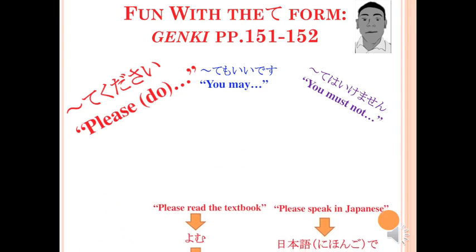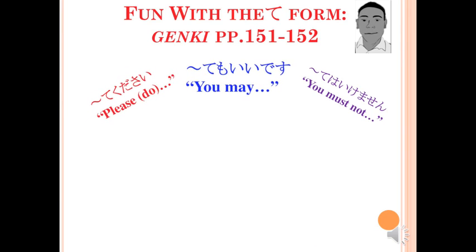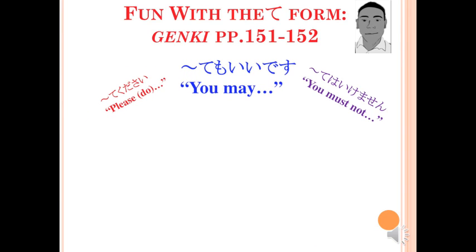Another thing that you can do with the verbal te form is add mo ii desu and mo ii desu ka to ask for and give permission, respectively. So, let's say that I wanted to rap. First, I would need the verb for to rap. Now, to rap is a suru verb, rappu suru. The te form of suru, we will recall, is shite.